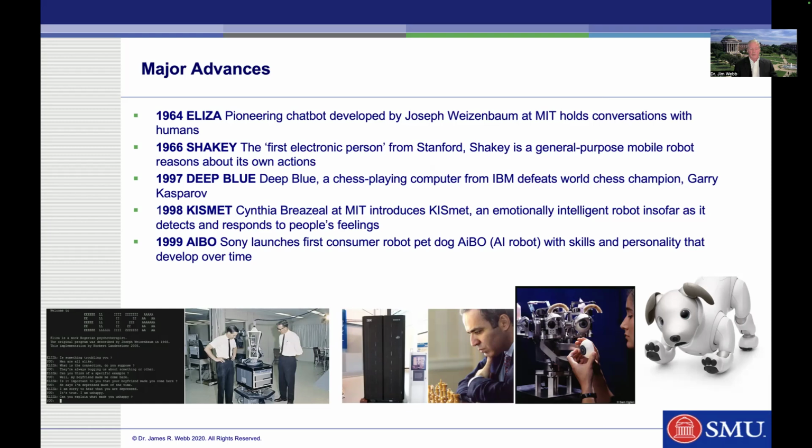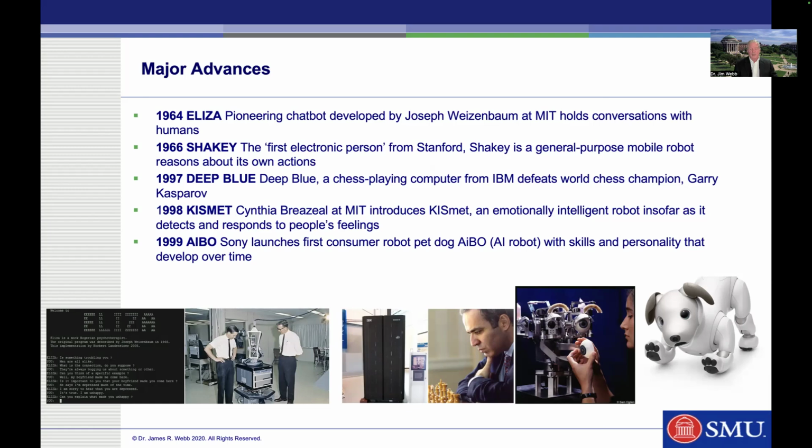1997, Deep Blue. There's Gary Kasparov staring at his chess pieces, and there's Deep Blue, who's already several moves ahead of him. And of course, Kismet, MIT, an emotionally intelligent robot that detects and responds to people's feelings. And you can see the lady putting together the final pieces to that. And then, of course, 1999, the consumer robot pet dog.